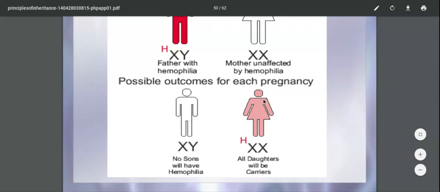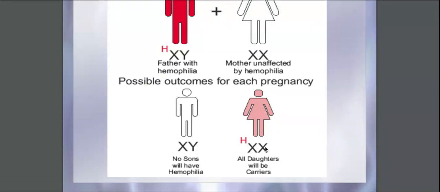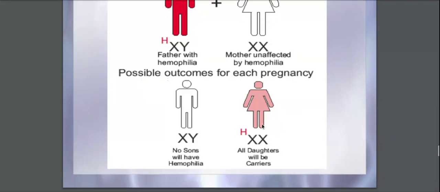Now, what's the difference between a carrier and a hemophilic daughter? The hemophilic daughter shows the disease. A carrier daughter will not show the disease but will have the recessive gene hidden. Why is this recessive gene hidden? Because this X is hiding the effect of this X which has the recessive gene, because there's a dominant gene here. Okay, so this is a carrier daughter.